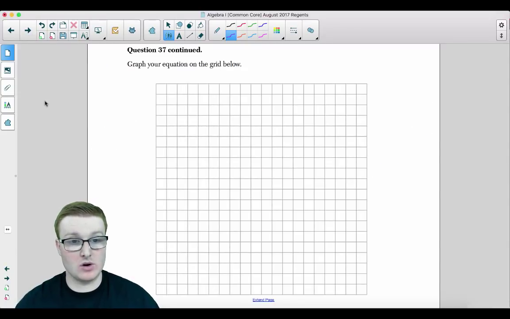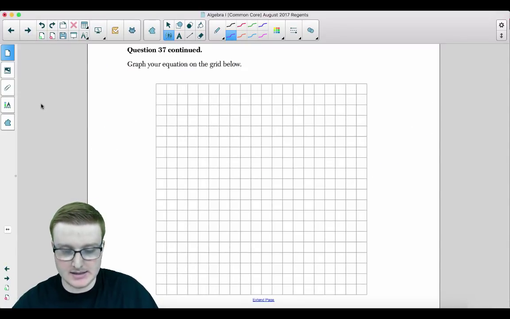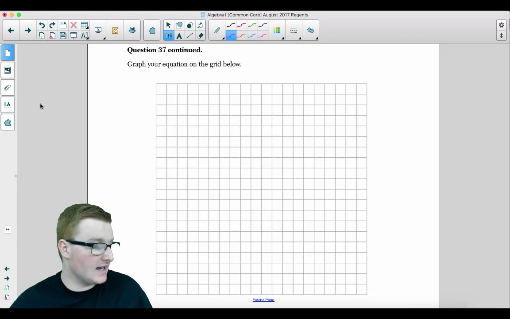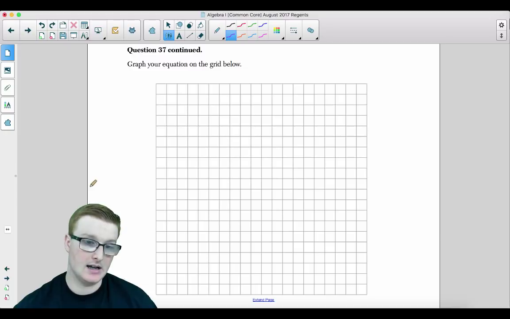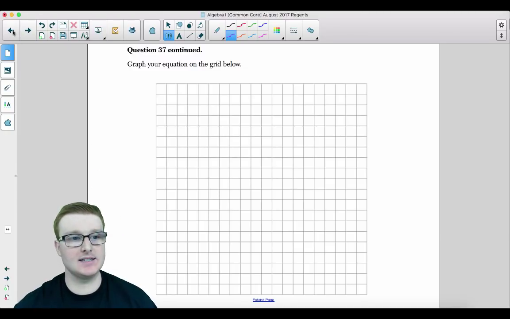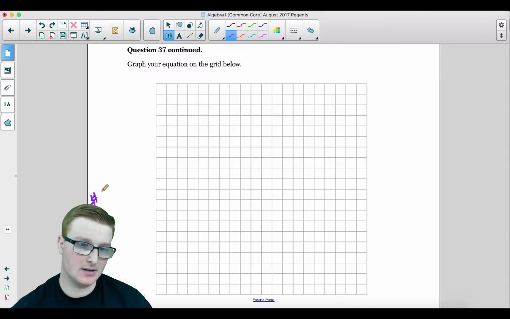It says graph your equation on the grid below. Easy peasy. Now we just converted it to negative 1/2 x plus 10. Let's go ahead and do it. So on the side here, since this is the y-axis and they tell you that hamburgers is y, this is going to be the number of hamburgers.